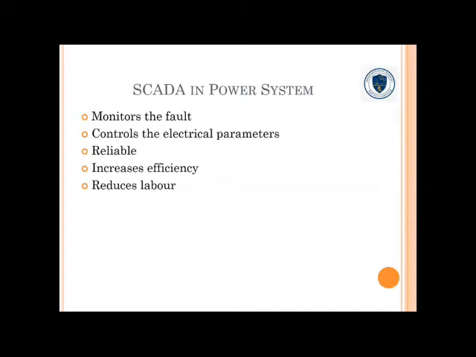SCADA is reliable. It increases efficiency. It reduces labor as all the system is completely automated. SCADA can isolate any part of the power system when fault occurs to avoid the damage of any equipment. Control system plays a major role here.